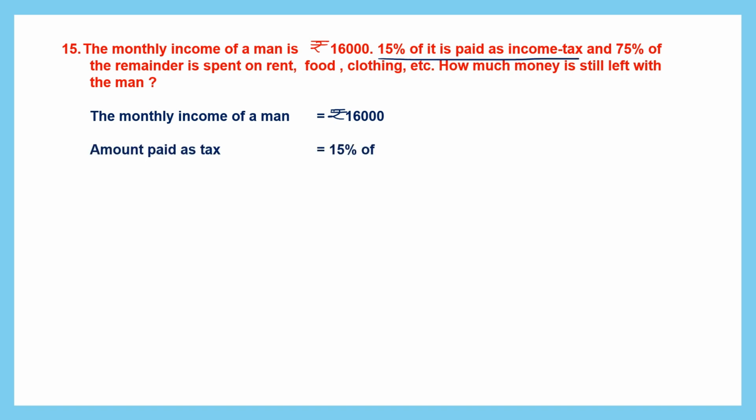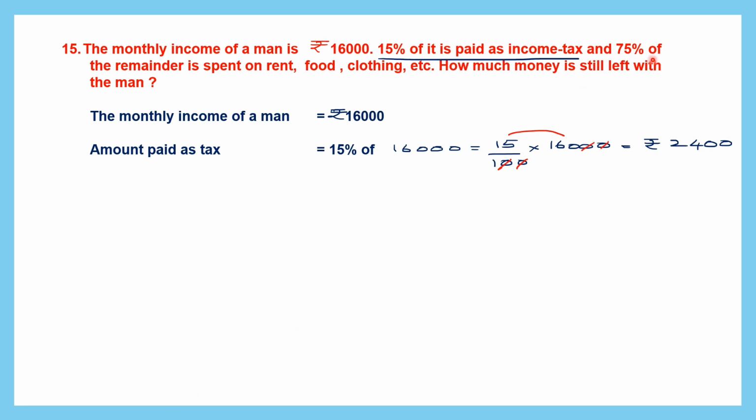So amount paid as tax is 15% of 16,000 rupees. So how much is that? So that will be 15 by 100 into 16,000. So let's simplify this. Here we can cancel the two zeros, and let's multiply 15 into 160, and that is 2,400. So the amount paid as tax is 2,400 rupees.